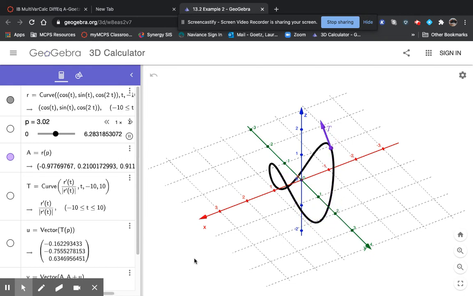Right? And you can see how it kind of stays on the outside of the curve, right? Thinking about the concavity, where you would draw a tangent line, right? It's on the outside of the curvature or of the concavity.